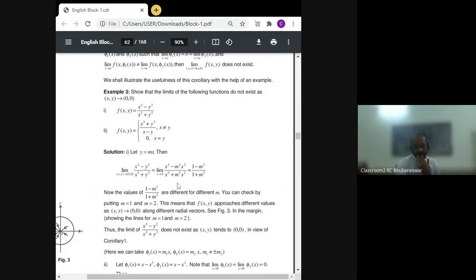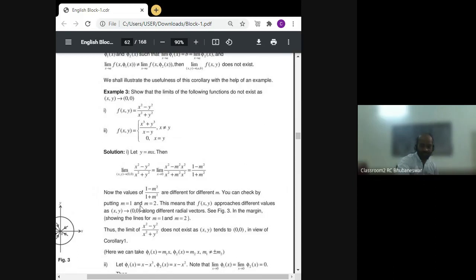Now after taking x square common from the numerator and x square common from the denominator, we have the result 1 minus m square in the numerator and 1 plus m square in the denominator. But the result is not unique because m is any value, meaning any real number. So if we use different values of m, we get different results on the right hand side.